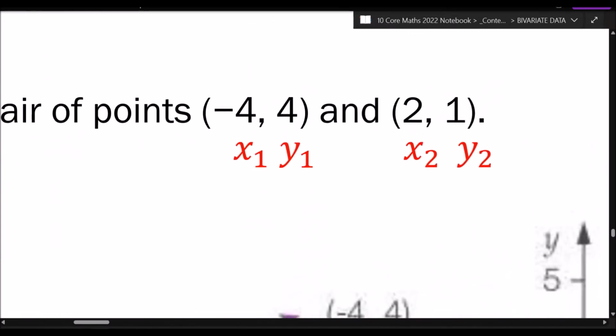So if you can see the coordinate, that's x and that's y. That's x and that's y. Notice how we've labeled them just x1, y1, and then x2, y2. Okay, label it like that. You've got 2 points, call them x1 and y1, x2 and y2.